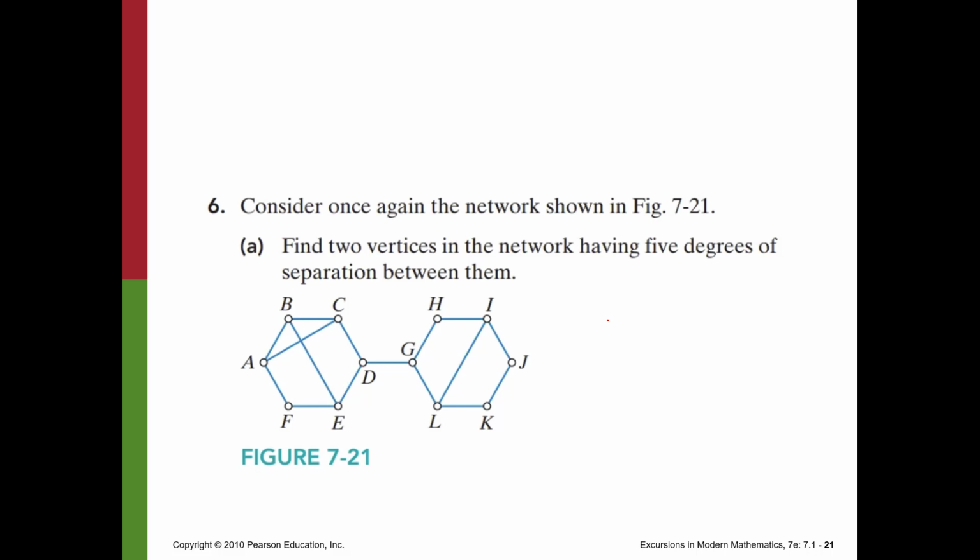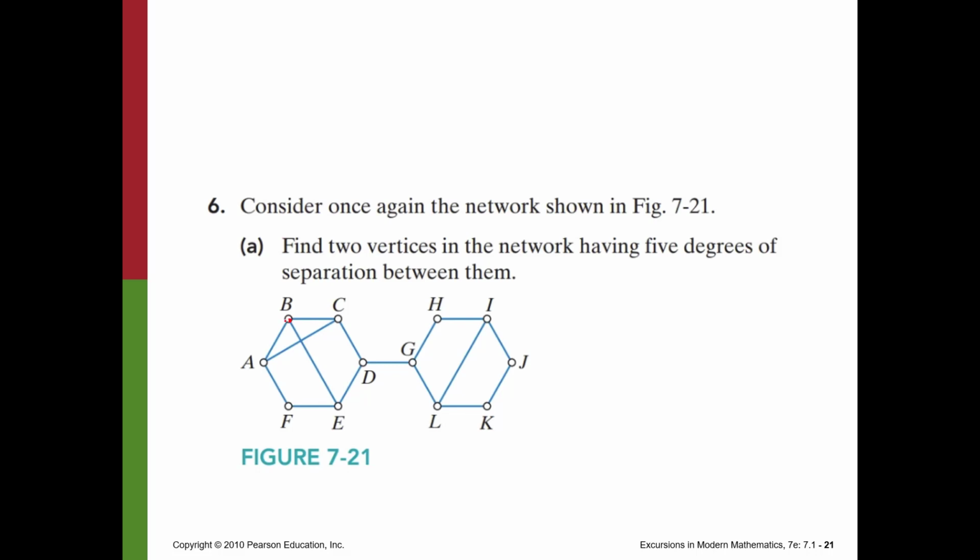Consider once again the network shown in figure 721. We'll find 2 vertices in the network having 5 degrees of separation between them. Okay, so now we want 5 degrees of separation, right? So we saw that from B to H was 4, right? So why start all over?